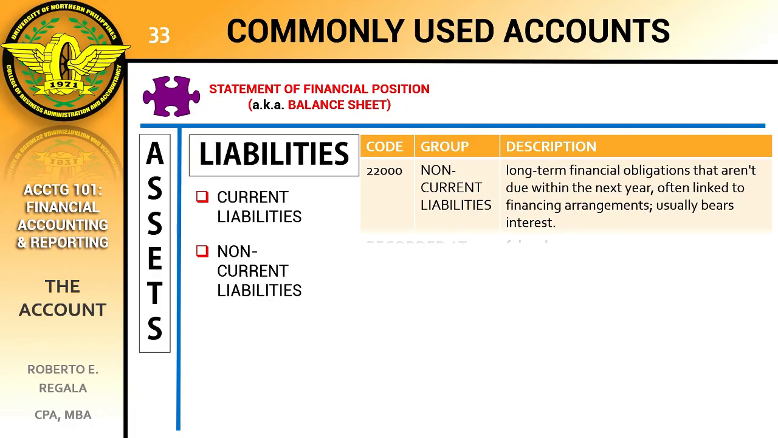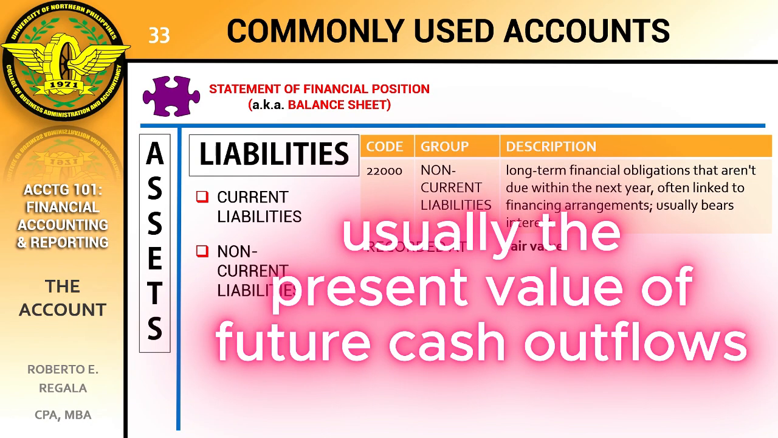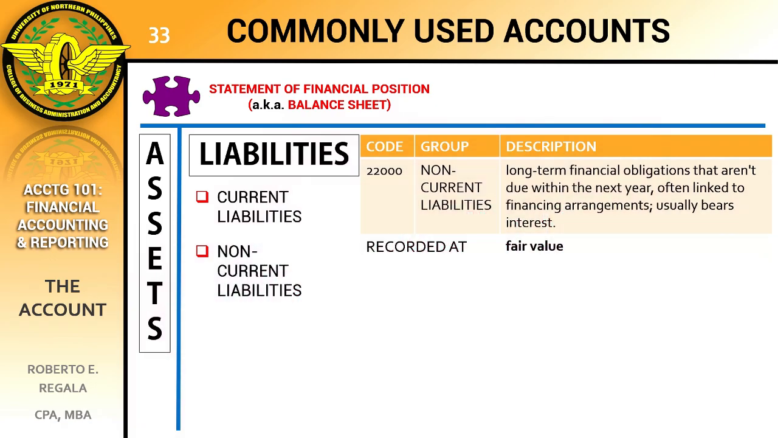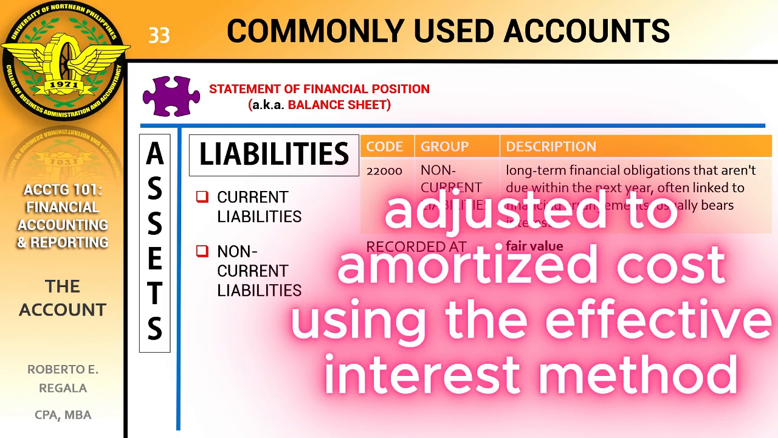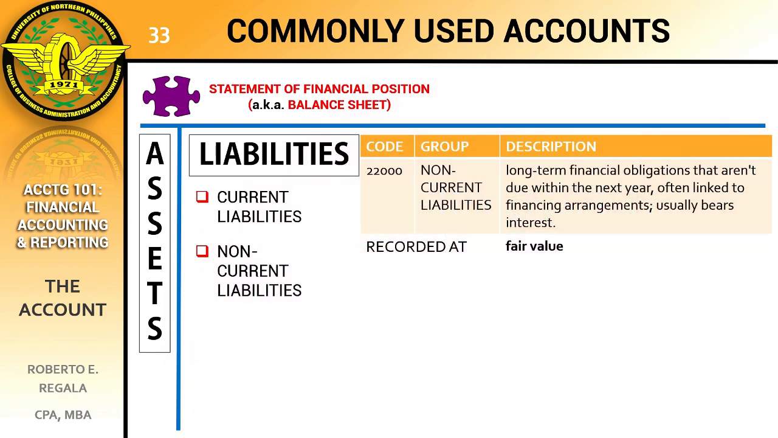Initial recognition occurs when a company first incurs a non-current liability, recording it at its fair value, usually the present value of future cash outflows. For example, if a company takes out a loan, the principal amount is recorded. Measurement after recognition involves adjusting the liability over time, typically at amortized cost using the effective interest method. This ensures that interest expenses are recognized each year, and the principal is reduced as payments are made.